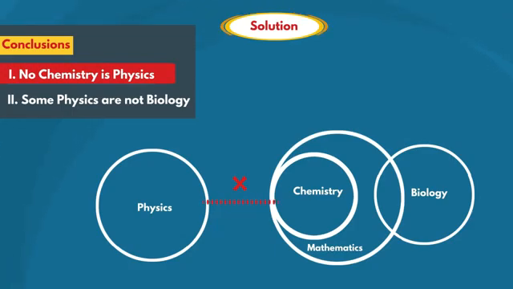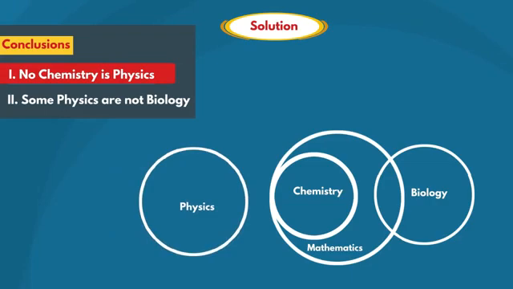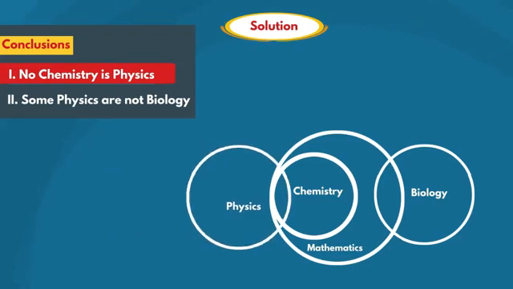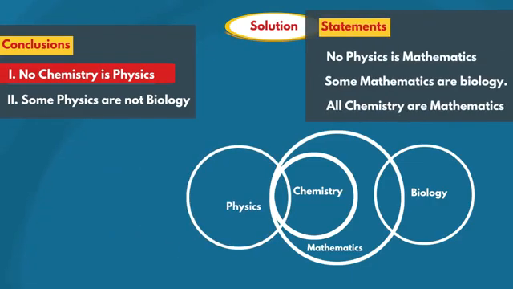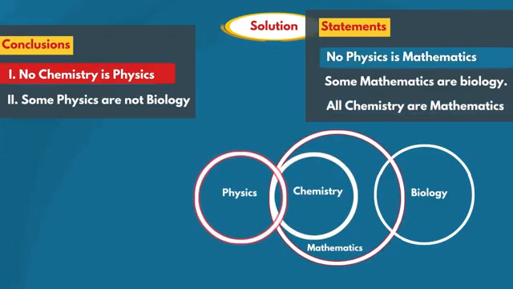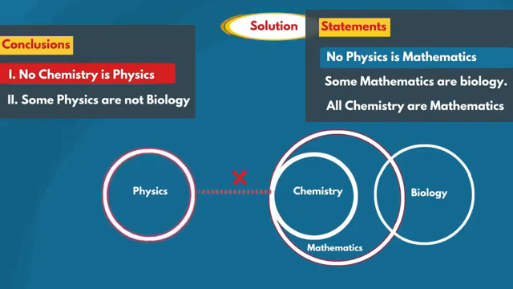In this alternate diagram, some chemistry is physics. Now check with statements. In the statements, all chemistry are mathematics, and no physics is mathematics. It's a clash. Some chemistry is physics is not possible. So conclusion 1, no chemistry is physics, is true.